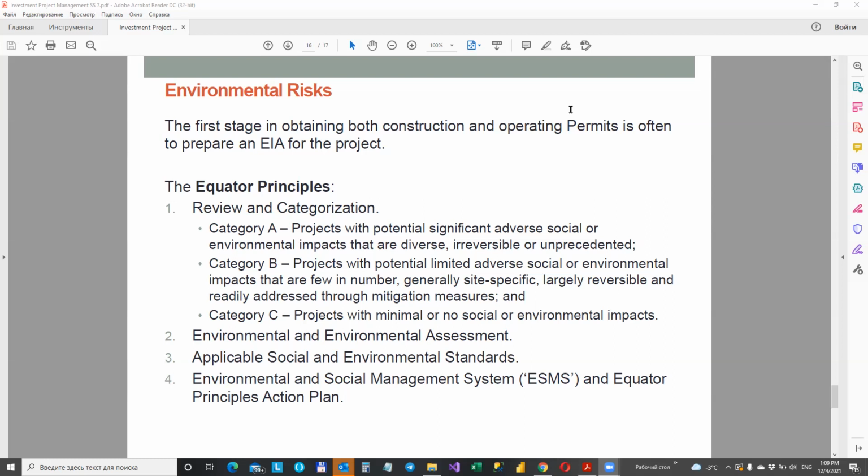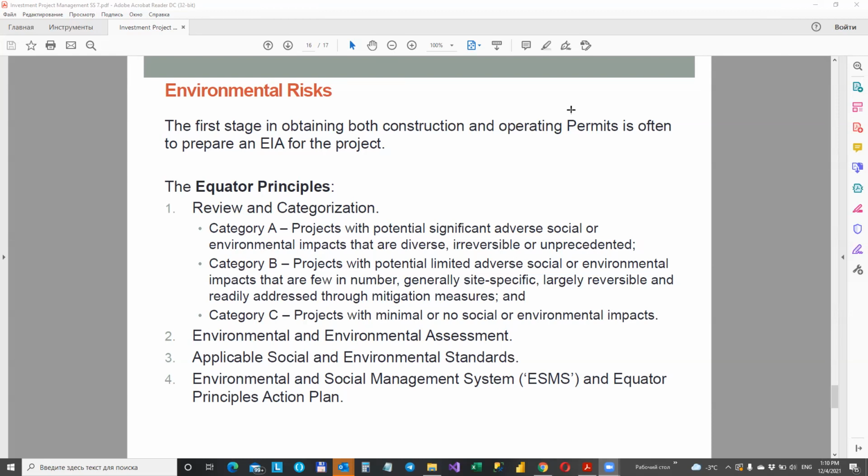Principle 3, applicable social and environmental standards. Projects must adhere to these standards that we mentioned, but in high-income OECD countries projects should adhere also to the national laws. Principle 4, Environmental and Social Management System, ESMS, and Equator Principles Action Plan. Project sponsors are required to prepare an ESMS and Environmental and Social Management Plan, ESMP, to comply with applicable standards, or, if required by the lender, an action plan which conforms to the Equator Principles.